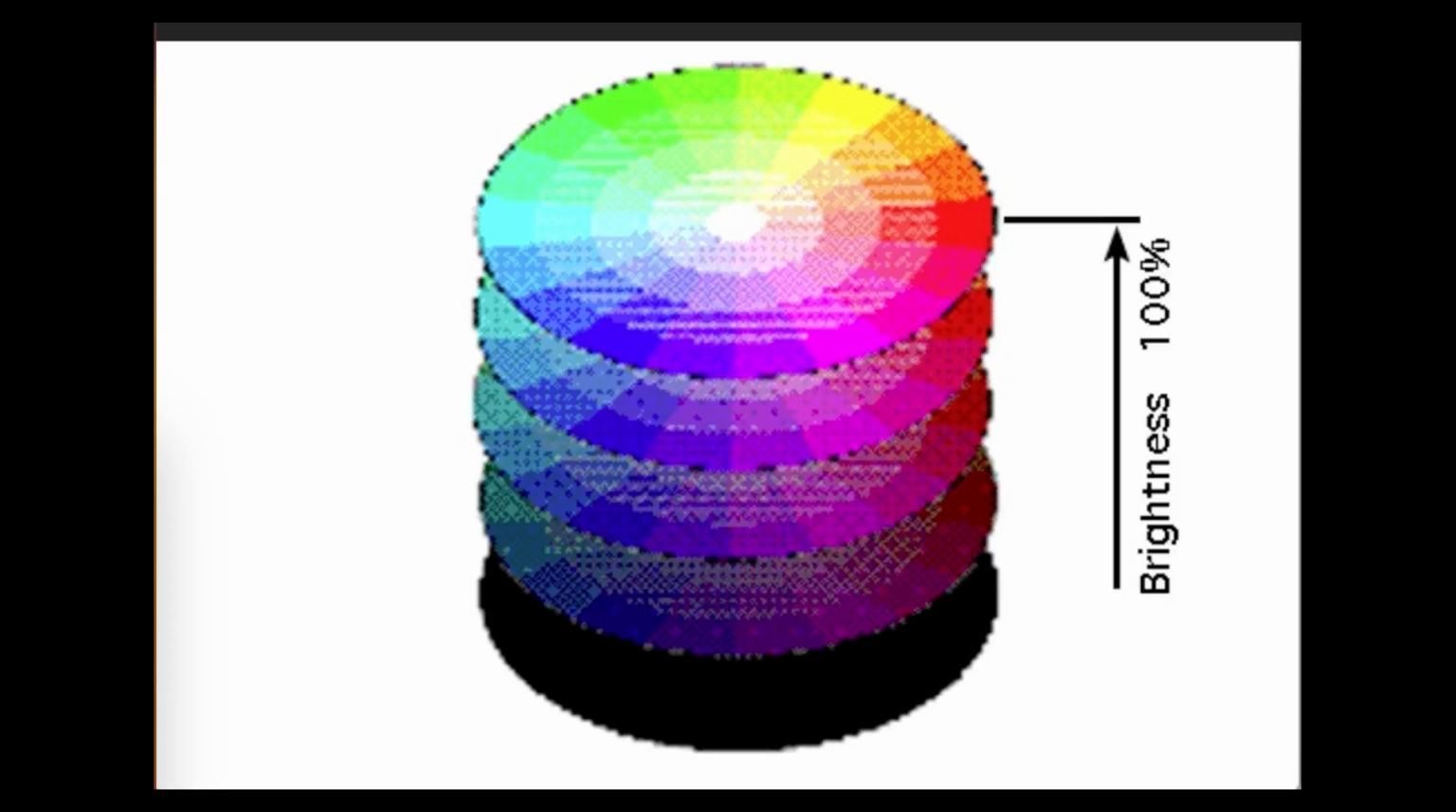If we made a stack of the color wheels, we would have a color cylinder, or a three-dimensional color picker. This color cylinder has 100% brightness at the top and 0 brightness at the bottom.